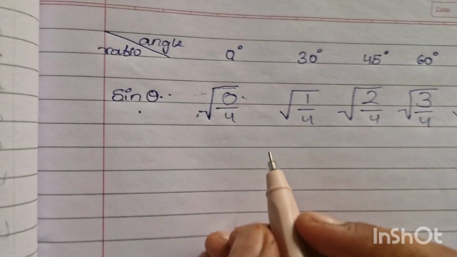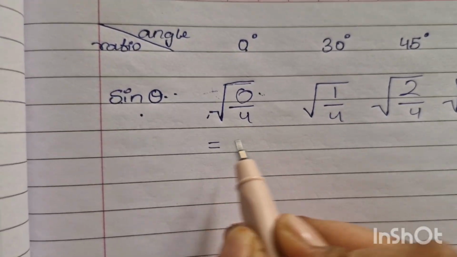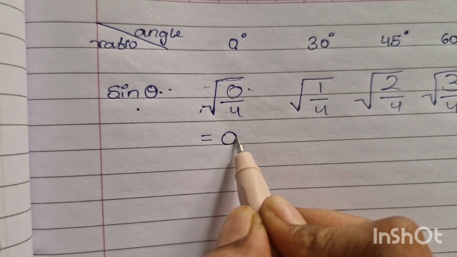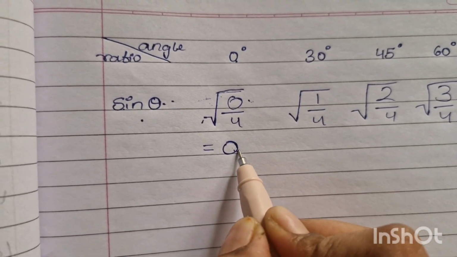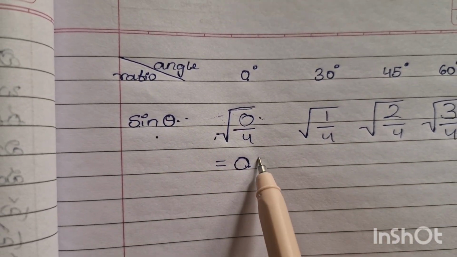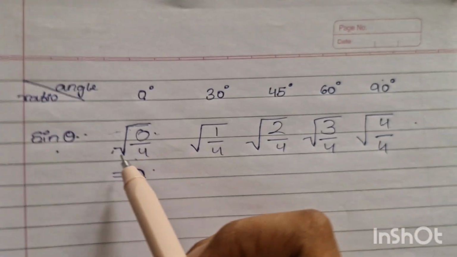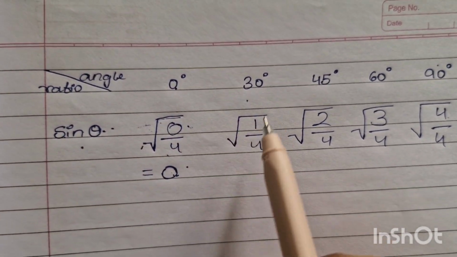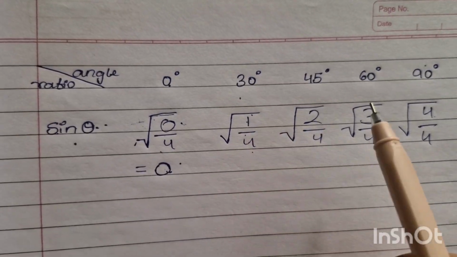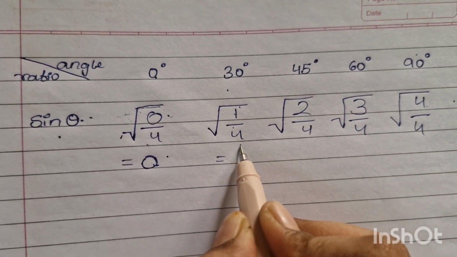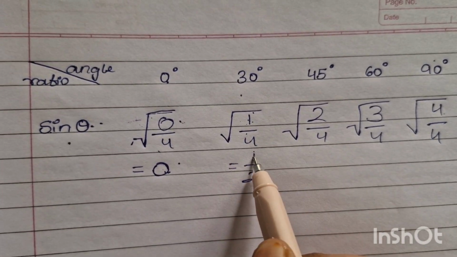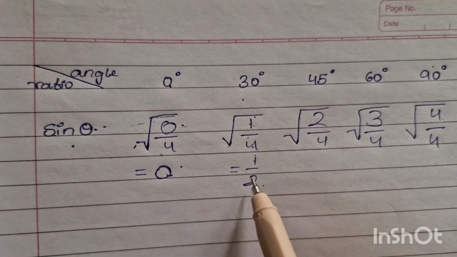So the value of sine 0 is 0, as you can see. Now the value of sine 30. What is 1 by 4 root 3? It is nothing but 1 by 2. Here the value of root 1 is 1, and the value of root 4 is 2.